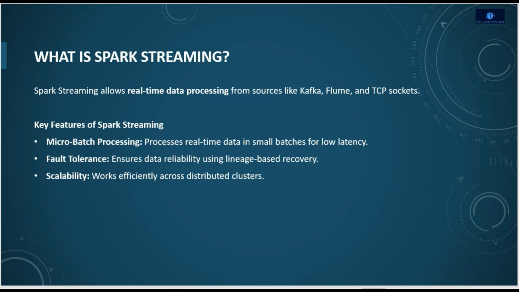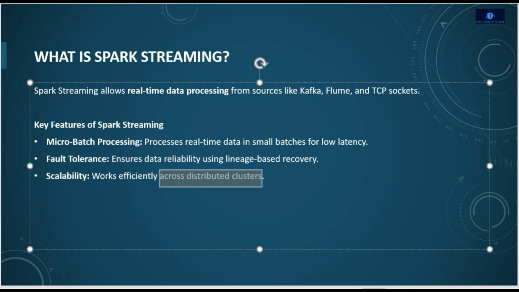This type of real example is what Spark Streaming means, real-time data. So how can we handle the real-time data through Spark Streaming? Some key features of Spark Streaming: it handles micro-batch processing, processing real-time data in small batches for low latency. Second, it has fault tolerance. Third, very important, scalability. It also works efficiently across distributed clusters, meaning multiple nodes or multiple clusters.